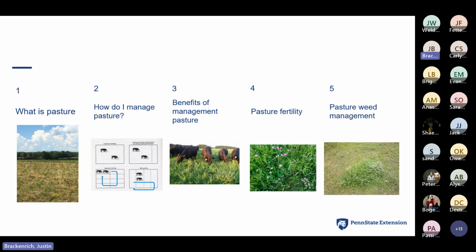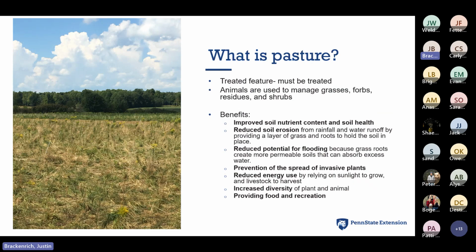So then we're going to close off with some fertility and weed management because that's part of pastures, right? We have to make sure that they're viable, they're producing, and that we're not seeing decline with them in slow periods. So I looked it up. It's a very textbook definition. The state of Pennsylvania defines grasslands mostly as a treated feature, but it has to be treated. This is a treatment using animals to manage grasses, forbs, residues, and shrubs.